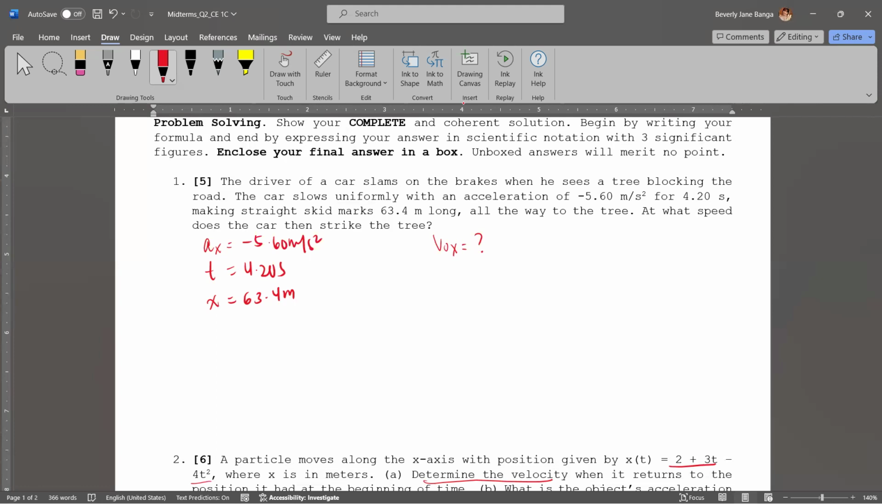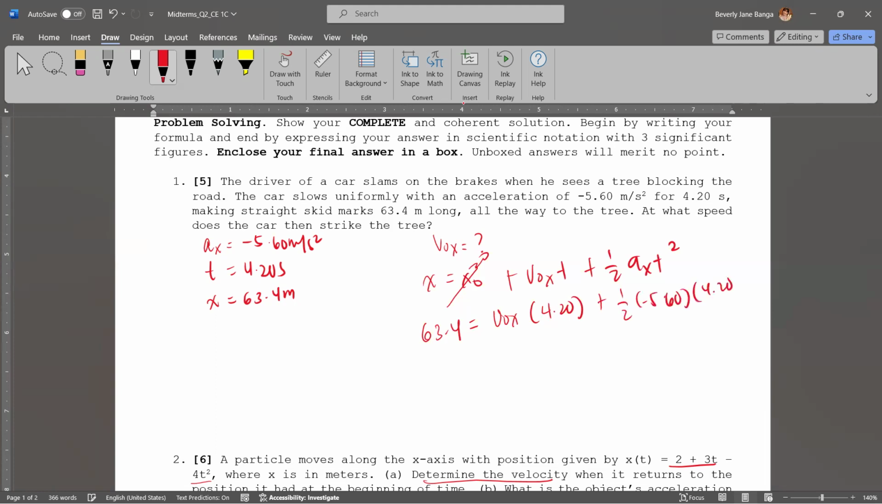So this is very simple. This is just x is equal to x naught plus VOXT plus 1/2 AXT squared. X naught is 0. So simply have 63.4 is equal to VOX times 4.20 plus 1/2 negative 5.60 times 4.20 squared. So manipulate, you will get Vox is simply 26.9 meter per second or 2.69 times 10 raised to 1 meter per second. That's it.